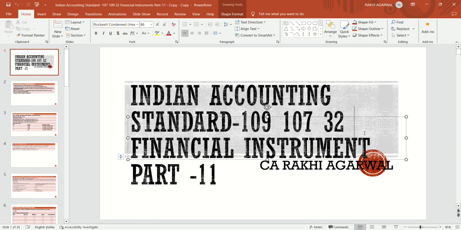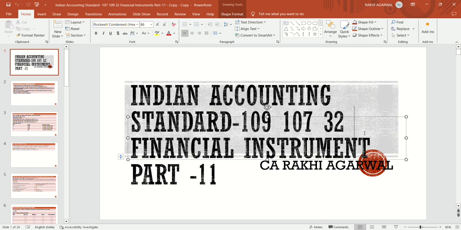Indian Accounting Standard 109 / 107 / 32 which talks about financial instruments, Part 11. In the previous discussion we had discussed the definition of financial instrument, financial asset, financial liability, equity. Then we had discussed the difference between future and forward. Then we had discussed the definition of derivatives and the definition of options.